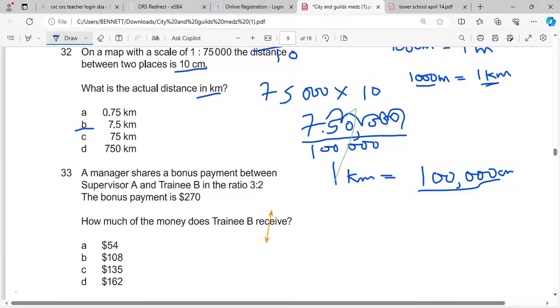A manager shares a bonus payment between supervisor A and trainee B in the ratio 3 to 2. The bonus payment is $270. How much money does the trainee B receive? So guys, you can just screenshot it and WhatsApp me. I will respond.